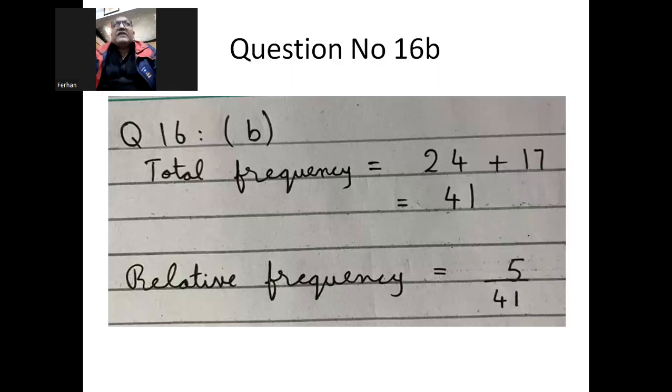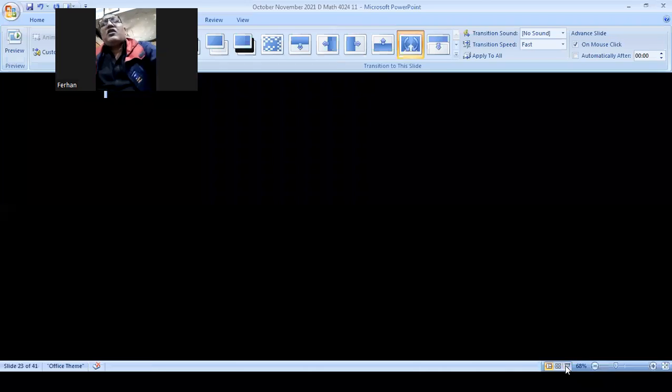So the total frequency will be 24 plus p, and that will be 24 plus 17, that will be 41. So the relative frequency of getting the 2: its frequency is 5, and the total frequency is 41. So the relative frequency will be 5 by 41. Relative frequency is like finding the probability of anything.